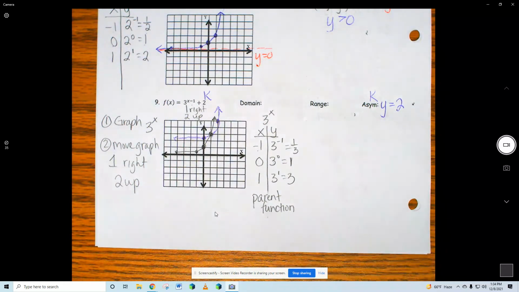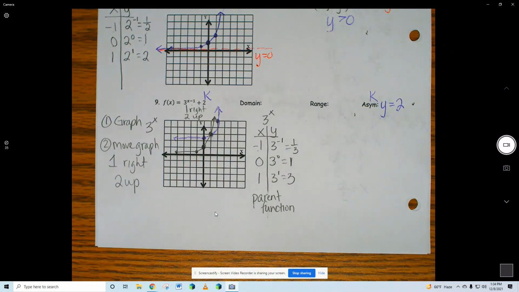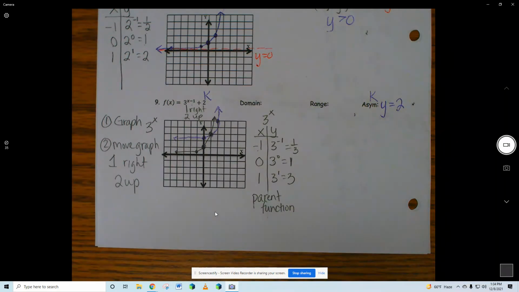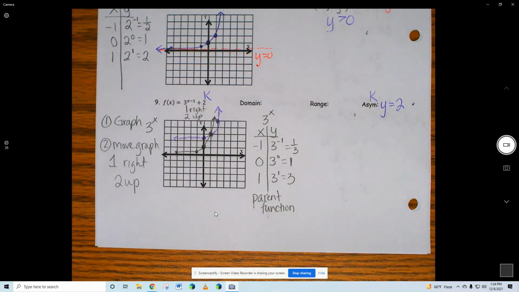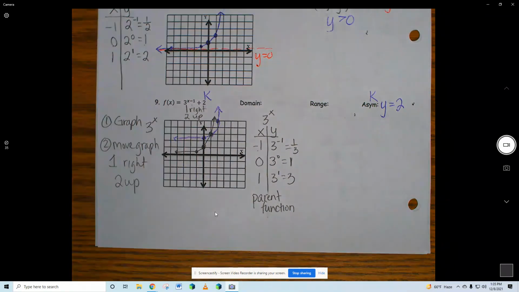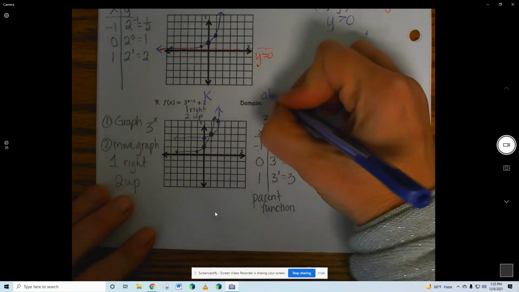Let's just do domain and range of my purple. You guys, the domain is going to be all real numbers for all of these. Left to right, it's going to go forever negative infinity, forever positive infinity. Domain, all real numbers. You would type it out in words, all real numbers.